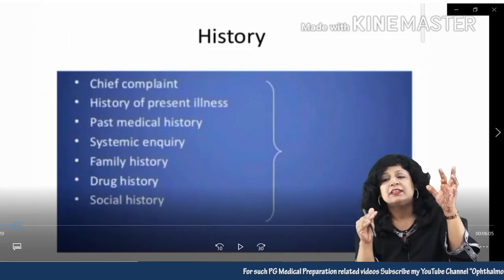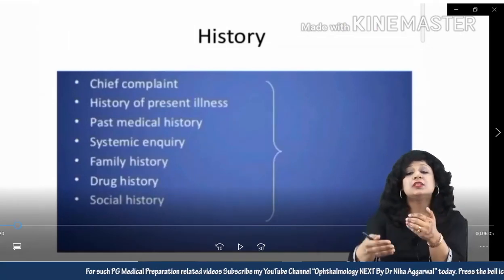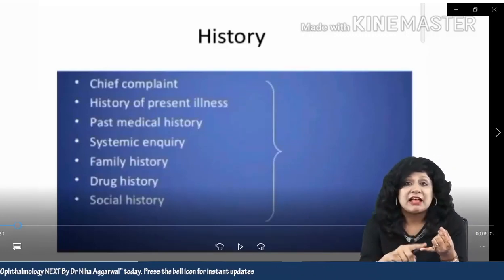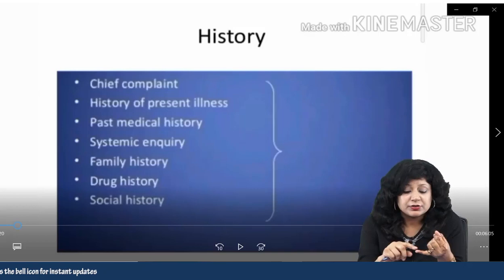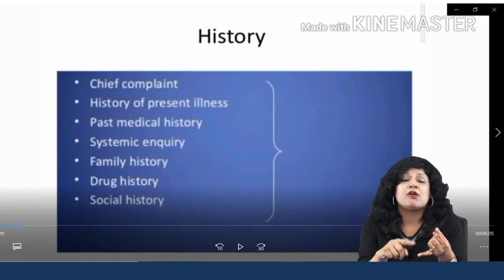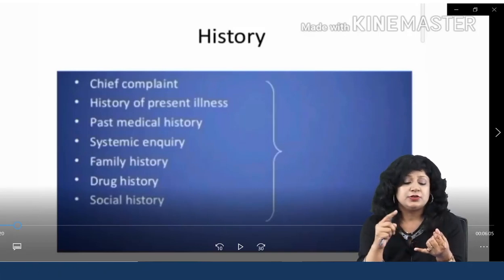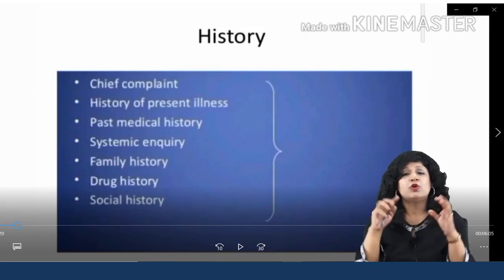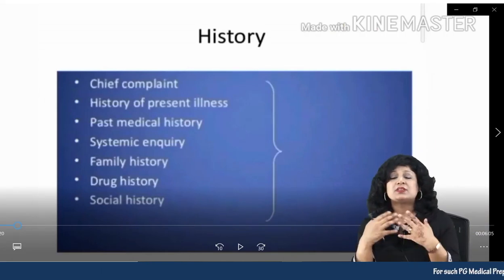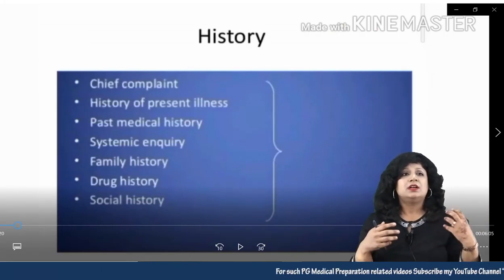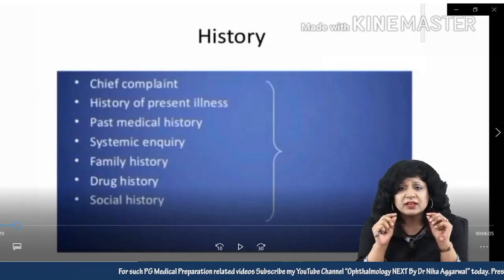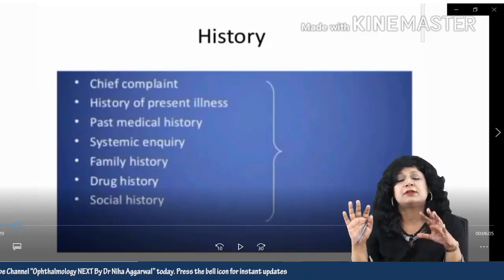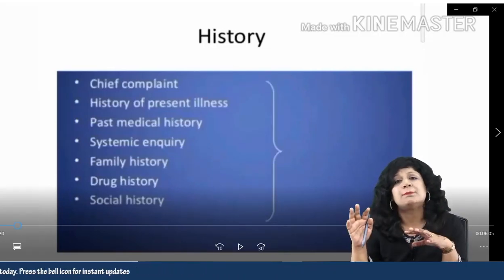Go back, then you have to tell how the onset took place, whether it was a sudden onset or a gradual onset, whether it was painful or painless, whether it was more during the daytime or the night time, what all other things happened with it, what the associated symptoms are. All these things you have to write. Then after you have explained everything in detail about the chief complaints and the history of present illness, you have to go for the past medical history.